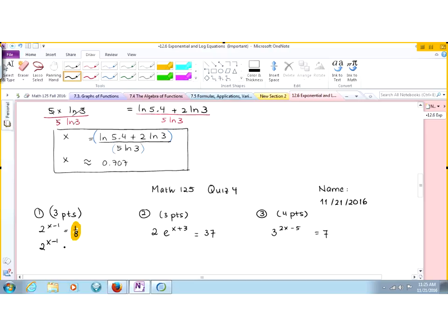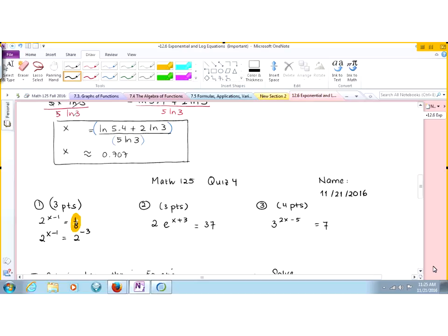So this is what you're going to do. 2 to the x minus 1 is equal to 2 raised to the negative 3. Okay, then what? It says these two are equal. The bases are equal. What happens to the exponent? They must be equal. So x minus 1 is equal to negative 3. So x is equal to negative 2. Some of you did this, maybe 2, 3 people. What happened? You guys forgot?